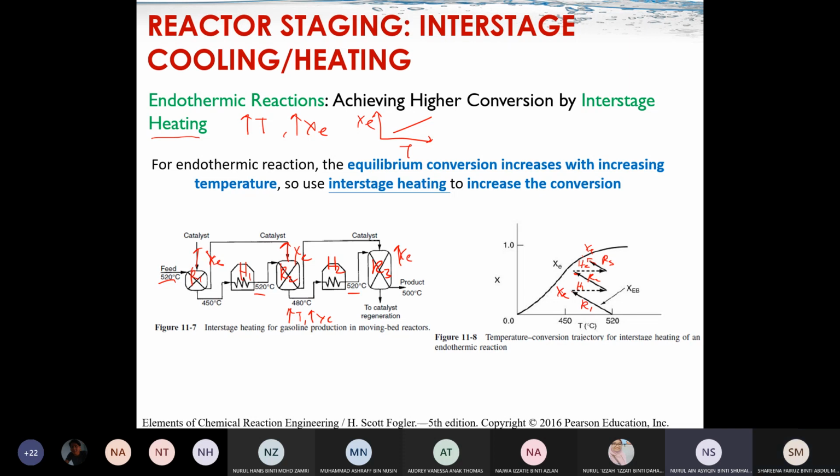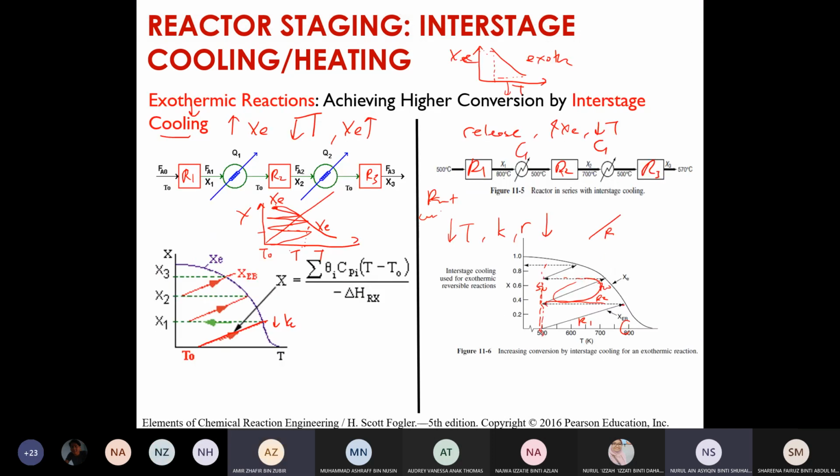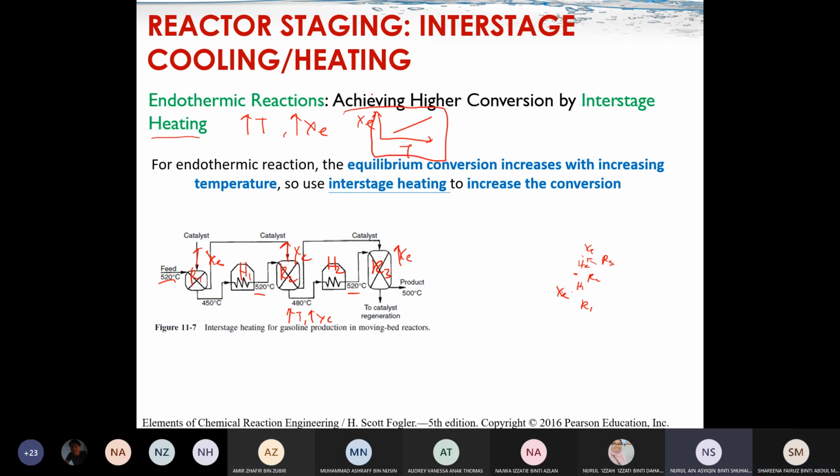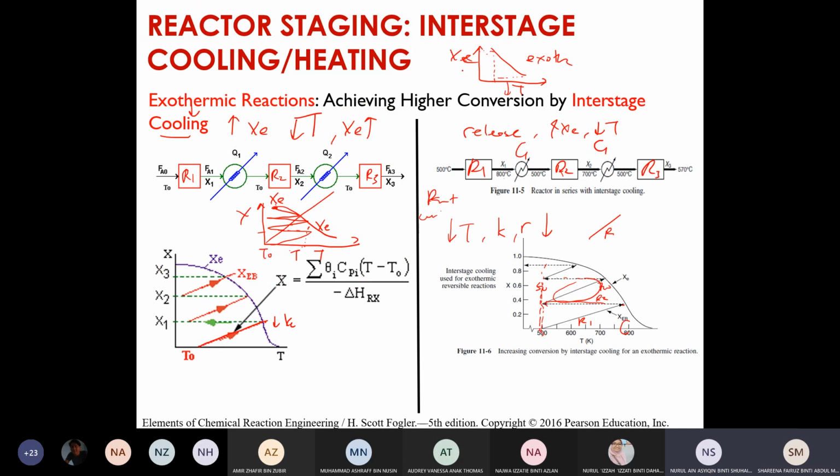Dia sebenarnya macam, yang exothermic ni high XE, low temperature. Yang endothermic high temperature, high XE. Tengok balik pada ni je. Kalau you nak senang faham, hafal benda ni. Hafal graf dia. Okay, so you tengoklah endothermic, exothermic, lagi tinggi XE, temperature yang dia nak adalah lagi rendah. Okay, so bila temperature rendah, XE akan tinggi.